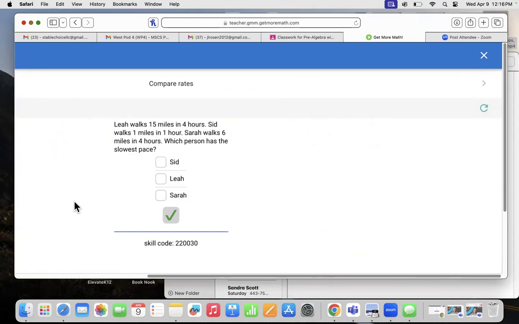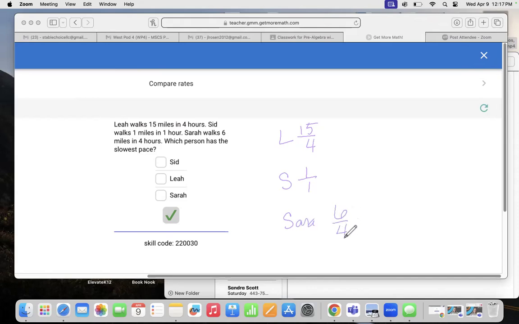Leah walks 15 miles in 4 hours. So Leah is 15 and 4. Remember, time always goes to the bottom. Sid is 1 mile in 1 hour. And Sarah is 6 miles in 4 hours. Which person has the slowest pace? So we want slowest in this case.